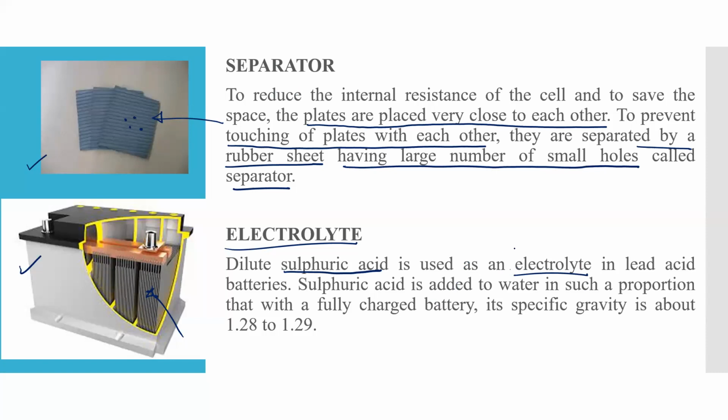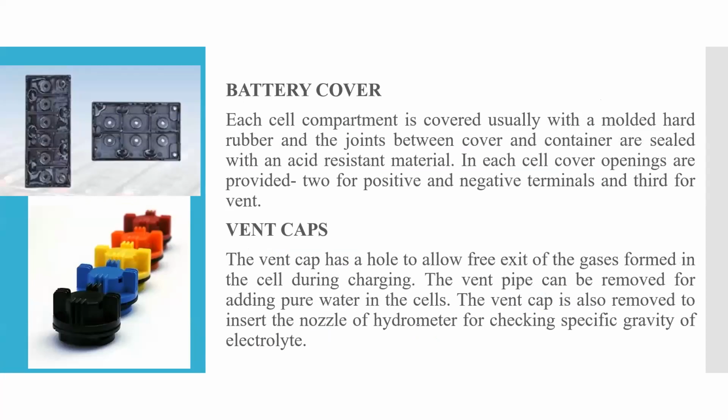Okay, so sulfuric acid is used in lead acid batteries. Sulfuric acid is added to the water in such a proportion that with a fully charged battery, the specific gravity is about 1.28 to 1.29. Okay, the specific gravity. This is very, very important, and you might have studied this in chemistry. Specific gravity of the material. So specific gravity of a fully charged battery will be 1.28 to 1.29. We will talk about this in coming slides.